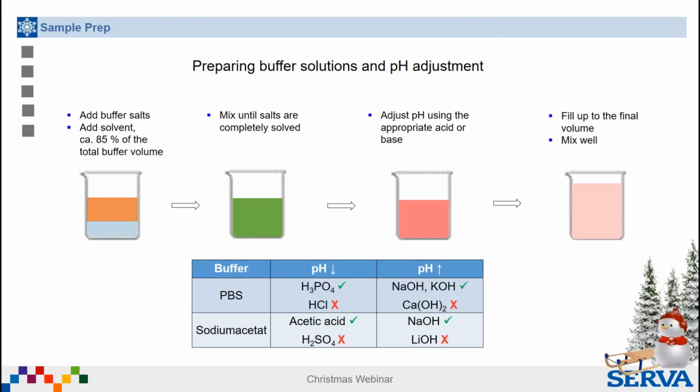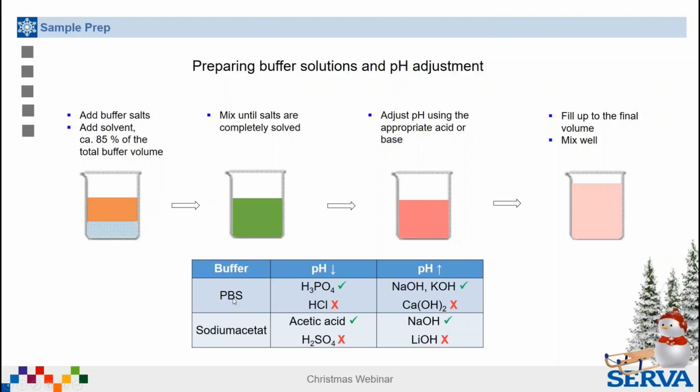I will talk about this in a minute. And if you adjusted the pH, then you fill up to the final volume and mix again. So what kind of acids and base are appropriate for your buffer you want to prepare? Well, this strongly depends on the buffer you use. There are two examples here. One is the phosphate buffer and one is the sodium acetate buffer.